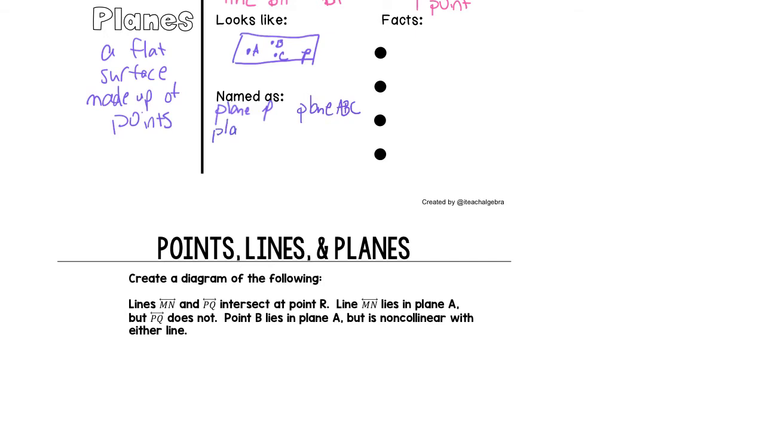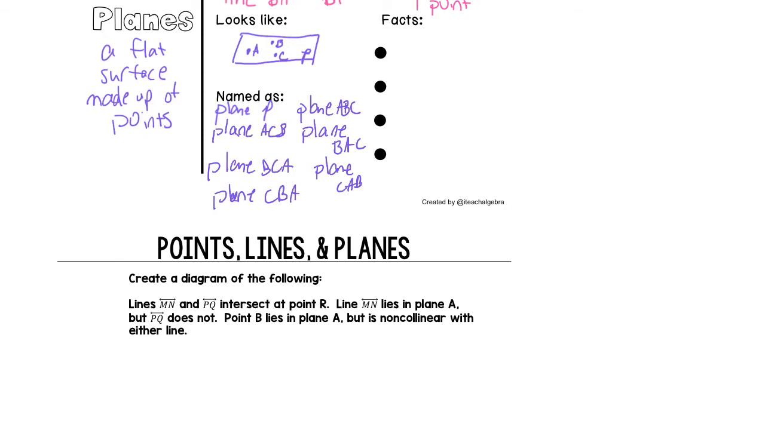So plane ACB, plane BAC, plane BCA, plane CAB, plane CBA. Notice all of these names have plane in front because we're describing a plane.